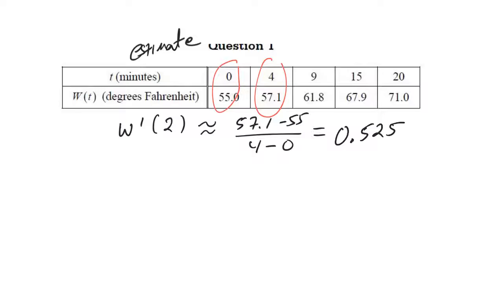And we need units. Since this is dy/dx, right, y units over x units, it is degrees Fahrenheit over minutes. Okay? So the problem that you're going to get is going to be similar but different. But that's the way we do it: we do the slope of the 2 points that are around whatever we're looking for. So in my case, I was looking for W prime of 2, so I had to use the 0 and the 4.